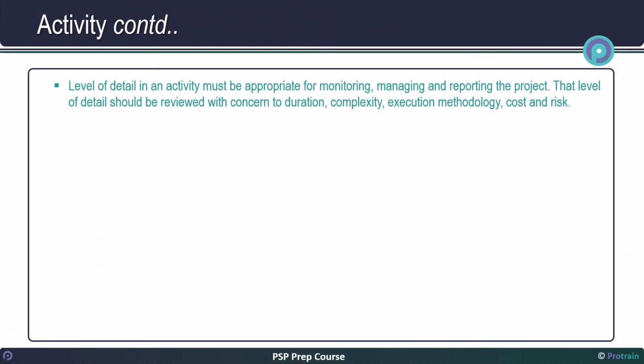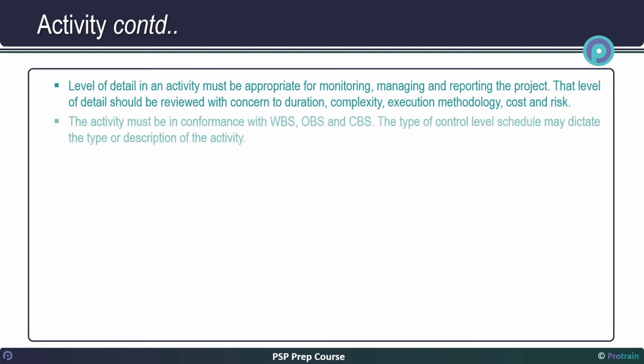Level of detail in an activity must be appropriate for monitoring, managing, and reporting the project. That level of detail should be reviewed with concern to duration, complexity, execution methodology, cost, and risk. The activity must be in conformance with WBS, OBS, and CBS. The type of control level schedule may dictate the type or description of the activity.